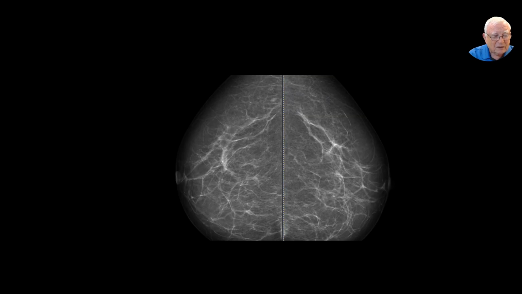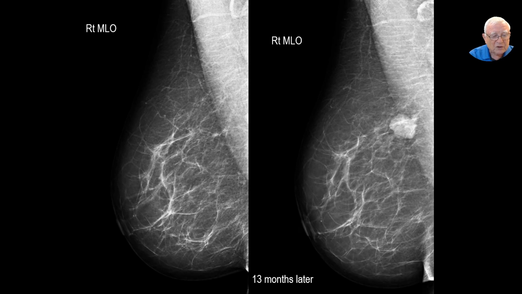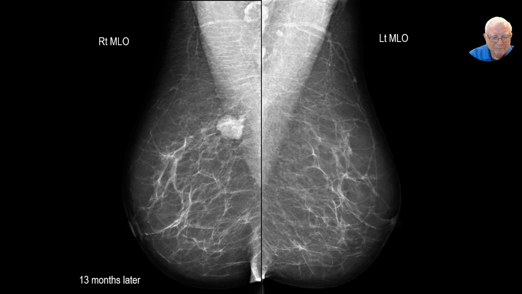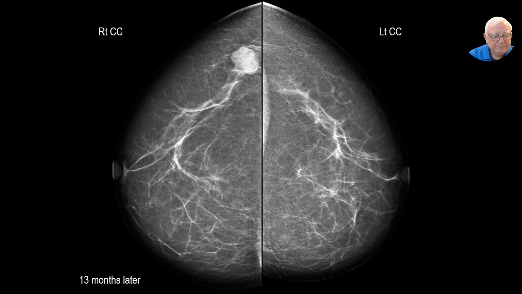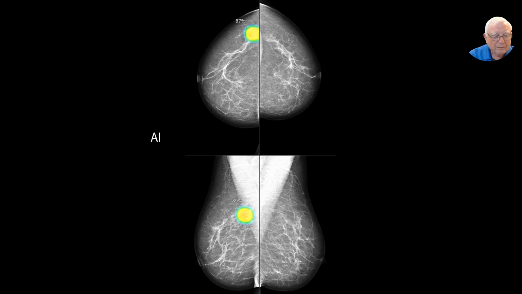This was missed at this time point, and that's the reason why she died. Because in 13 months, this happened. Grow up. AI, you should have reacted earlier.